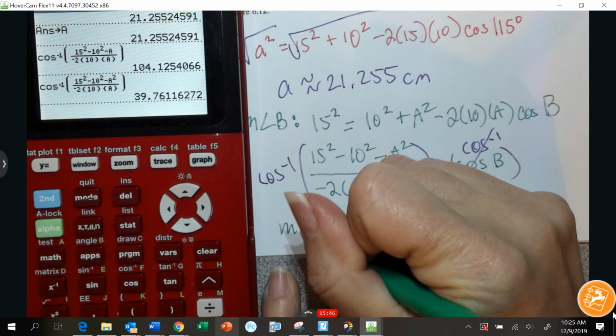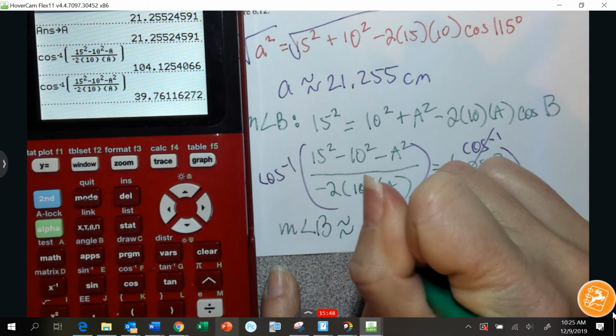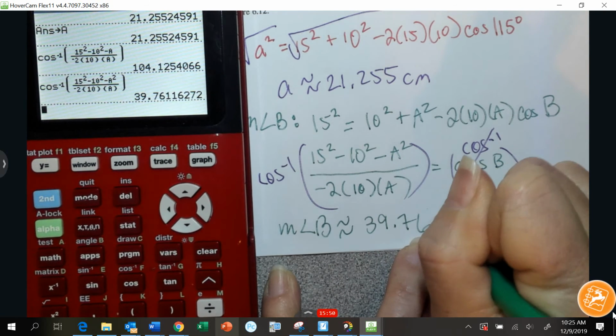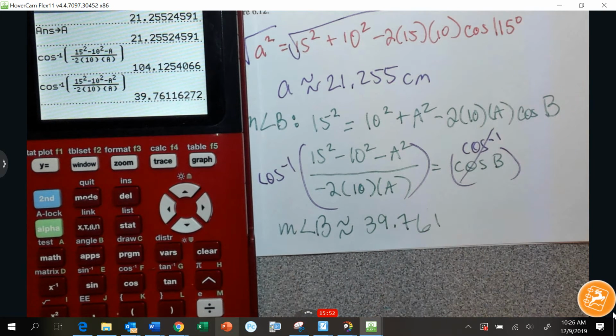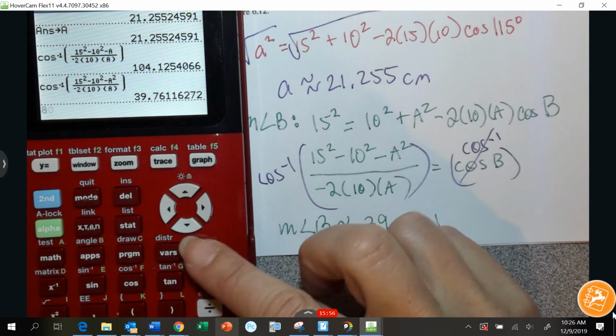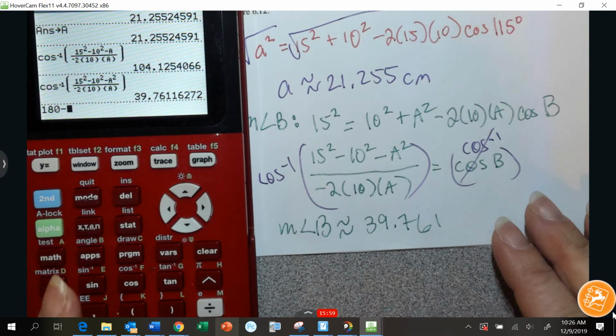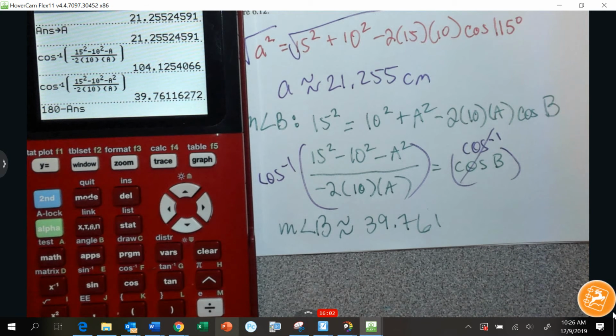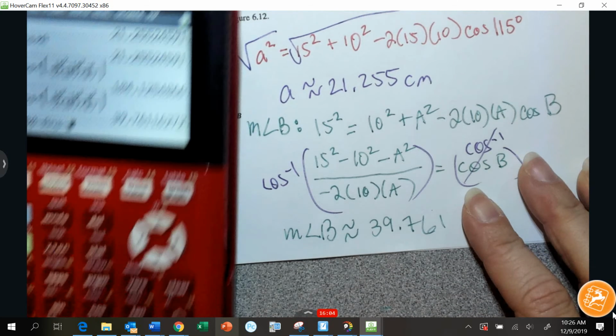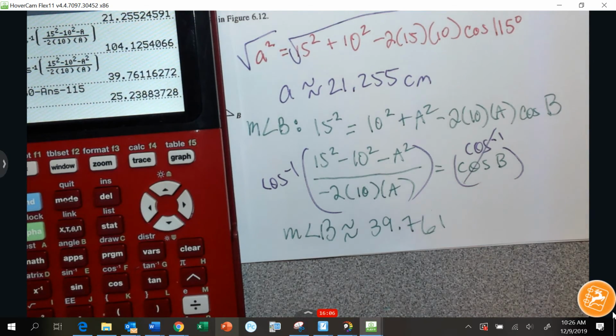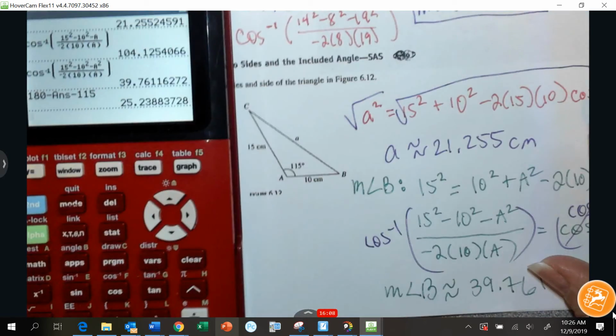So measurement of angle B is approximately 39.761. So if I do 180 and I subtract off that last answer and I subtract off 115, I can find measurement of angle C.